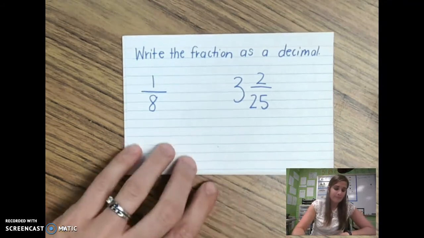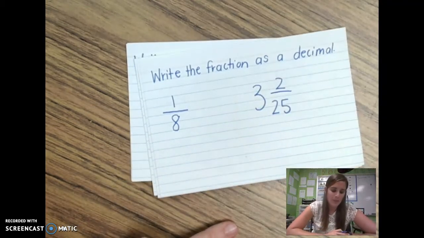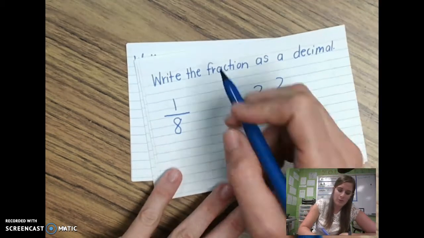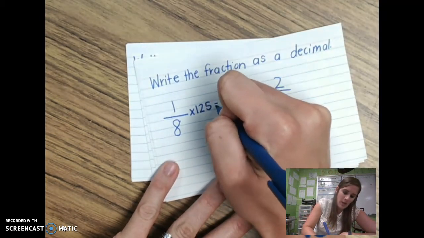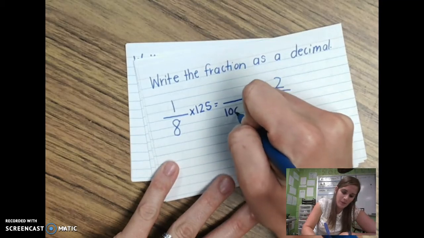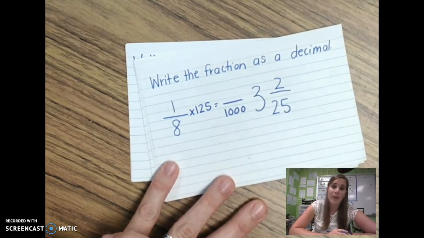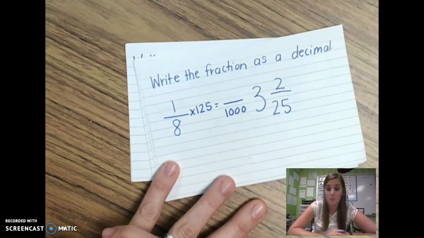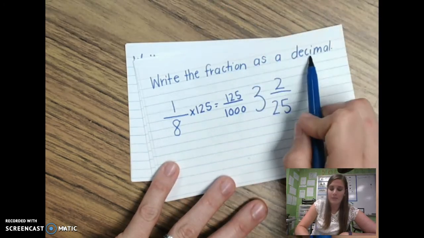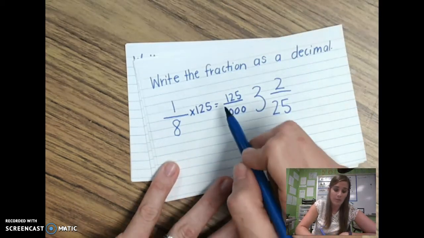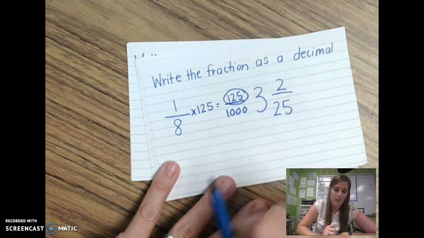To do this, you need to change that bottom number into a place value number. So remember what I told you, 8 times 125 will get us 1,000, and 1,000 is a place value number. So 8 times 125 is 1,000, and then 1 times 125 is 125. Now it asks me to find the decimal, so I'm going to take this right here and write it as a decimal.